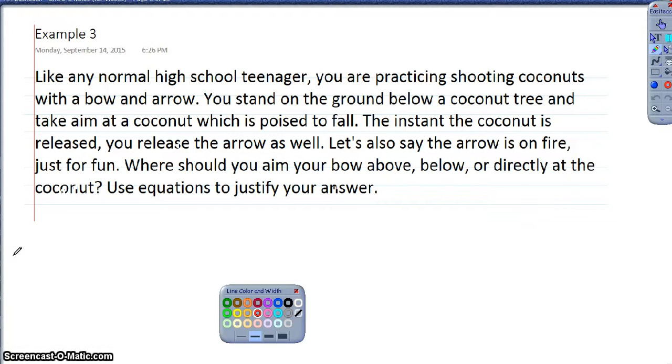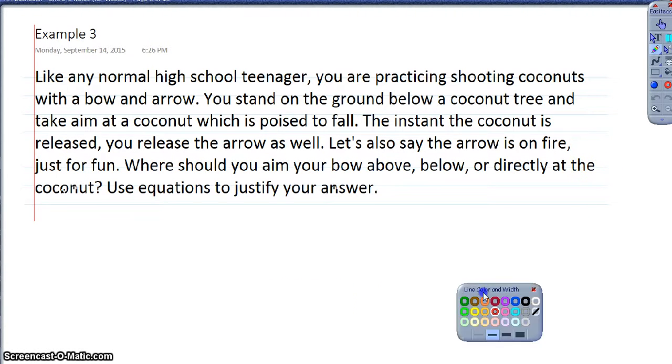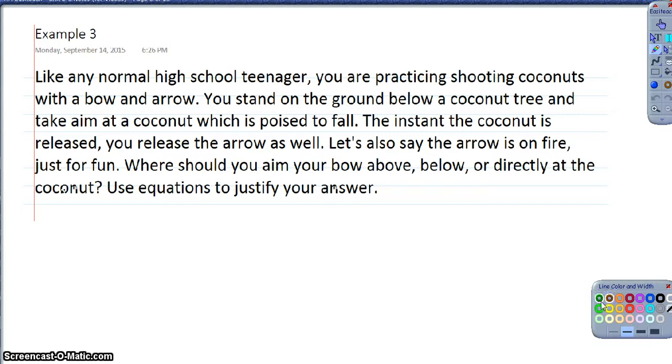So pause it if you need to read this one, right? But in this case, you're shooting at a coconut in a tree. So you've got your tree and then you've got the coconut about to fall from the tree, and you want to know, am I aiming at the coconut, am I aiming above it or below it? So I'm standing down here. Am I taking aim directly at it, directly above it, or directly beneath it?